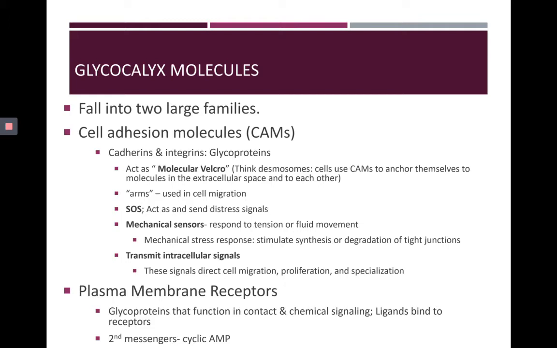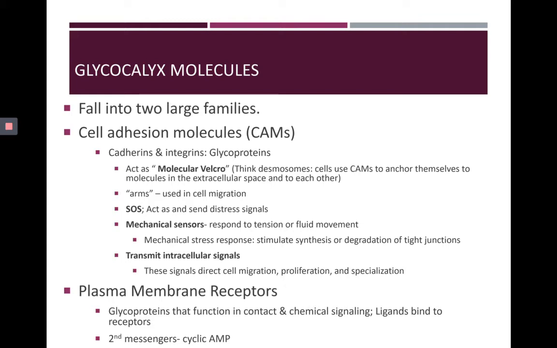Desmosomes are going to use some of these proteins. And they're really going to act as arms or, again, molecular Velcro to help the cell hold on to other things, maybe other cells or other tissues. But they can also act as a distress signal if they get interrupted or partially destroyed. They're mechanical sensors, so they're going to be able to respond to fluid buildup on either side, but usually on the outside. And they're able to transmit intracellular signals. So they're going to function in signal transduction, and these direct signals generally are able to conduct cell migration, proliferation or copying of cells, and even specialization of cells as they grow.